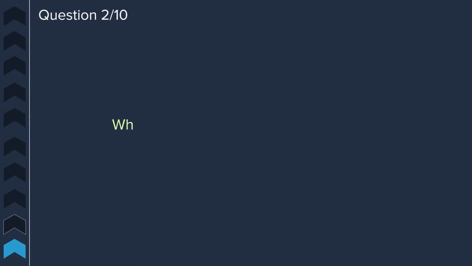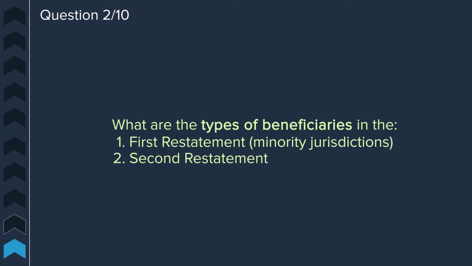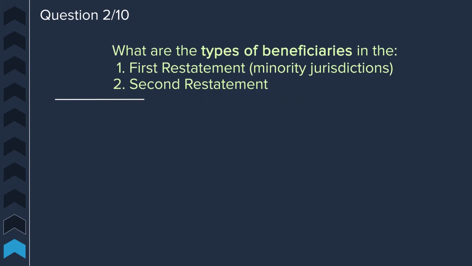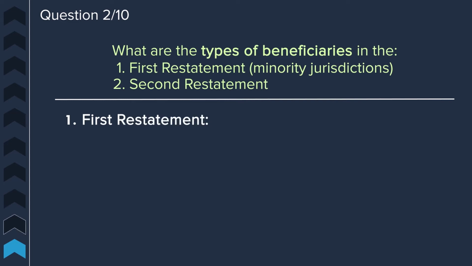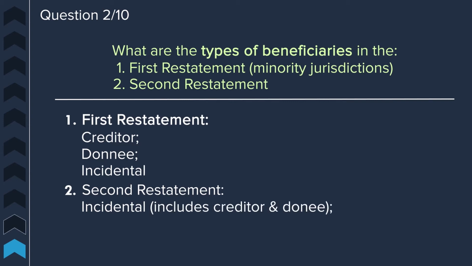Question 2. What are the types of beneficiaries in both the first and second restatement? In the first restatement, there are 3 types of third-party beneficiaries. First, creditors. Second, donee. And third, incidental. In the second restatement, there are only 2. The first is incidental third-party beneficiaries, which includes creditors and donees, and then second, intended third-party beneficiaries.